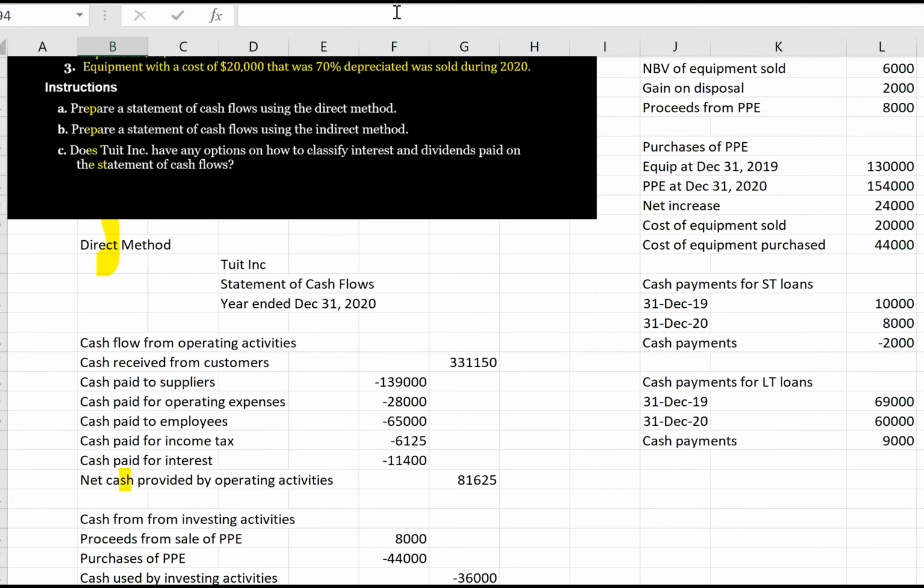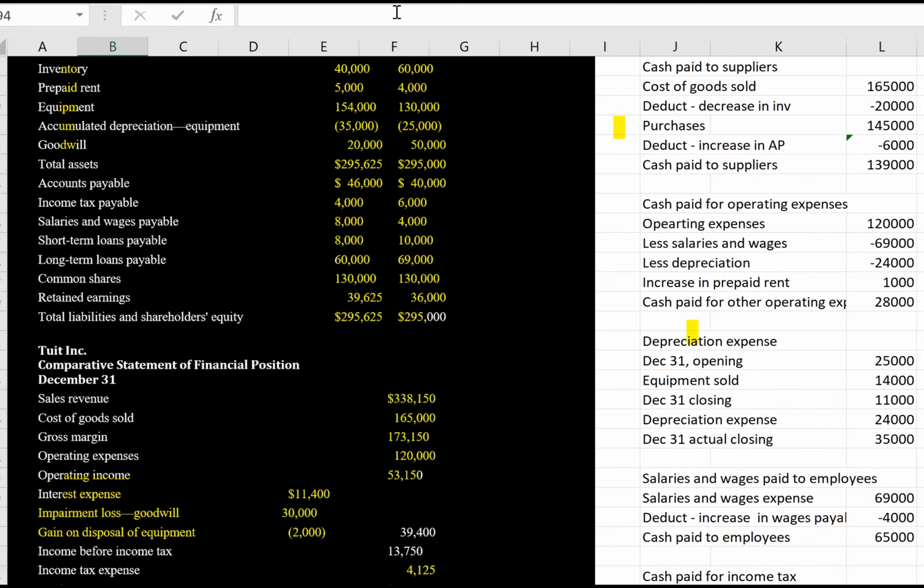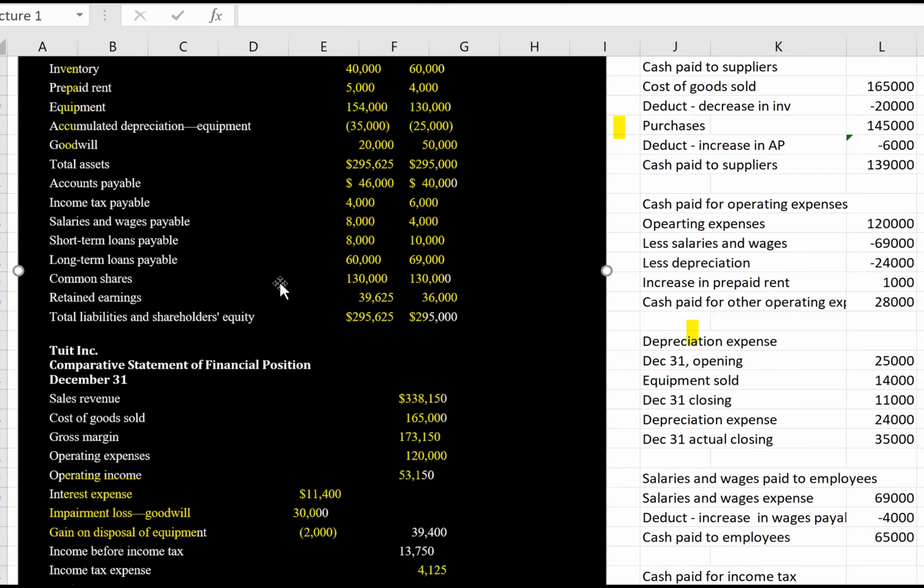And let's see what else we have up on our statement of financial position. So the last current liability that we have is, did we deal with income tax payable? I don't think we did. I think we skipped income tax payable. So let's pick up that one. What happened with income tax payable? It went from 6,000 to 4,000, so it went down by 2,000.